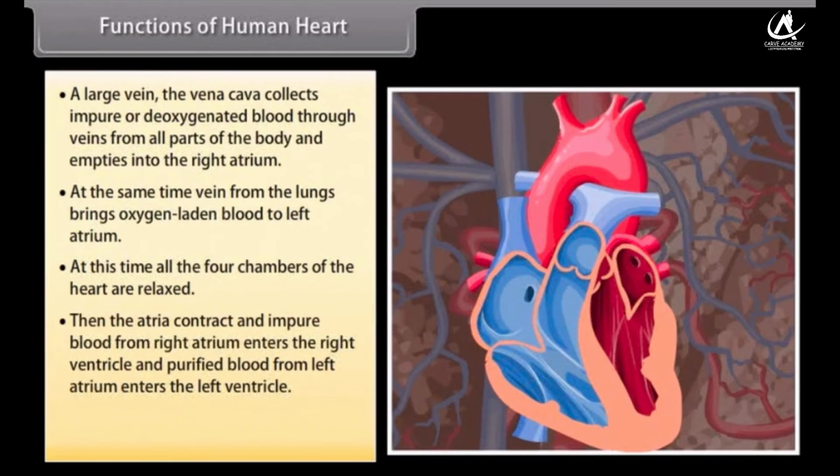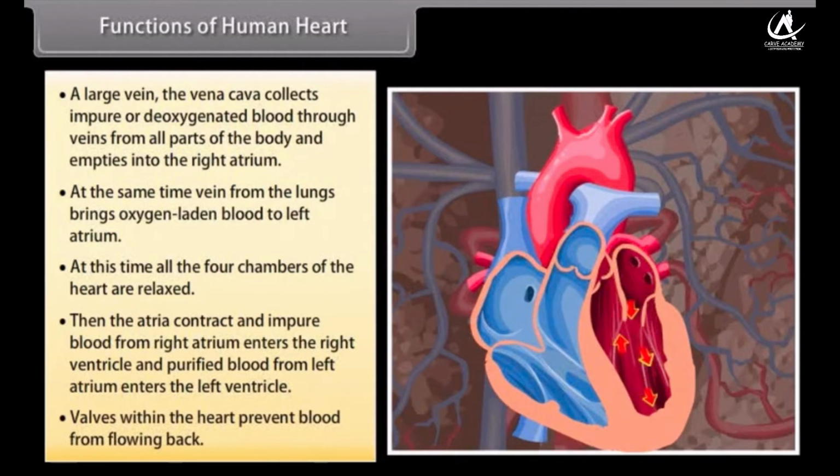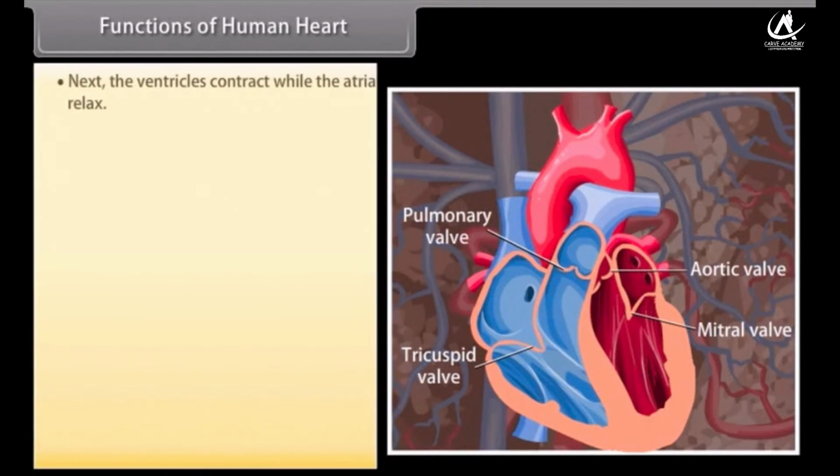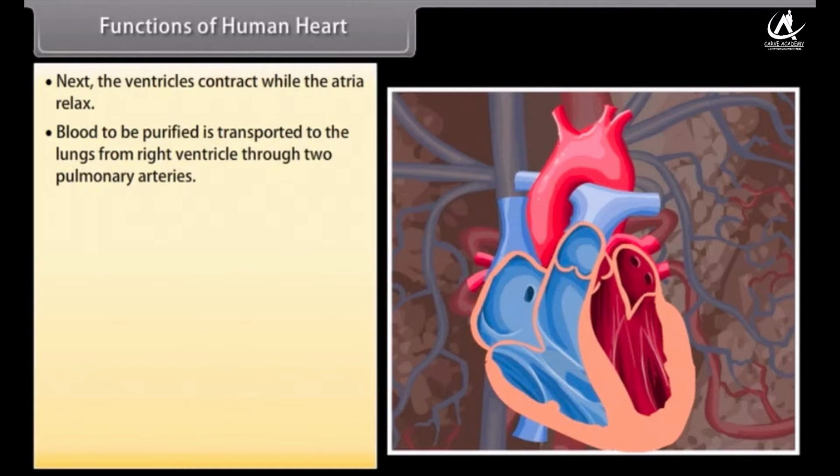Then the atria contract and impure blood from right atrium enters the right ventricle and purified blood from left atrium enters the left ventricle. Valves within the heart prevent blood from flowing back. Next, the ventricles contract while the atria relax. Blood to be purified is transported to the lungs from right ventricle through two pulmonary arteries.